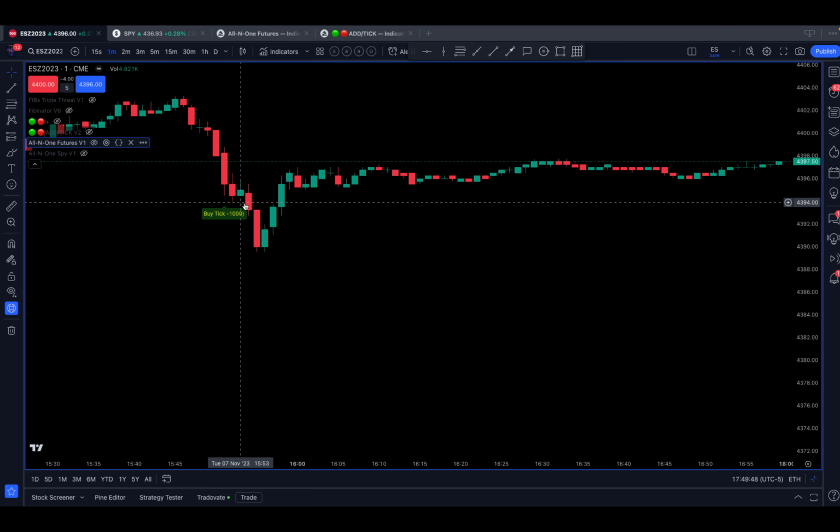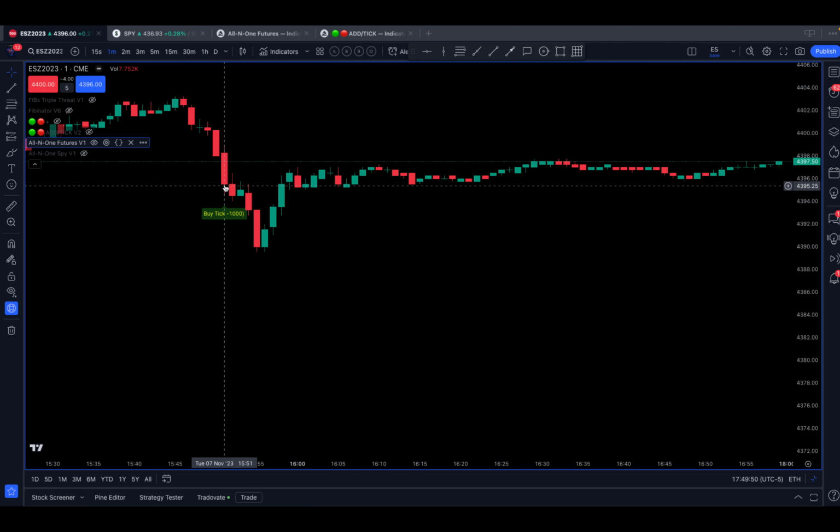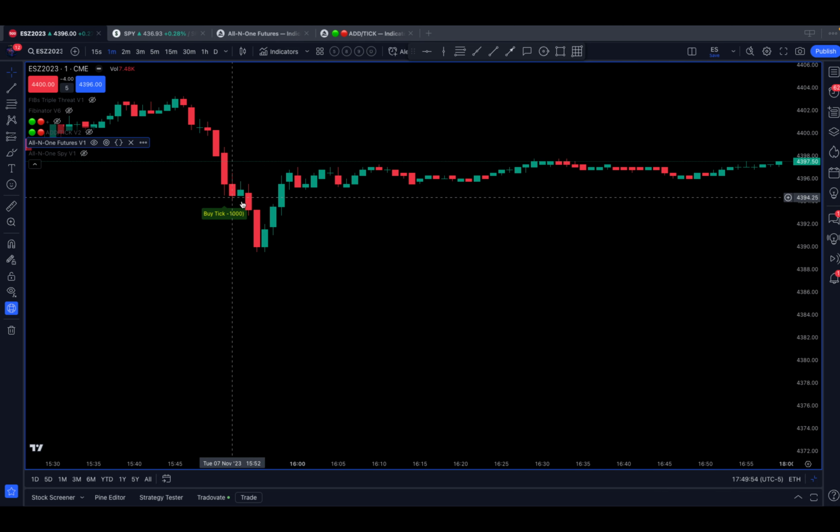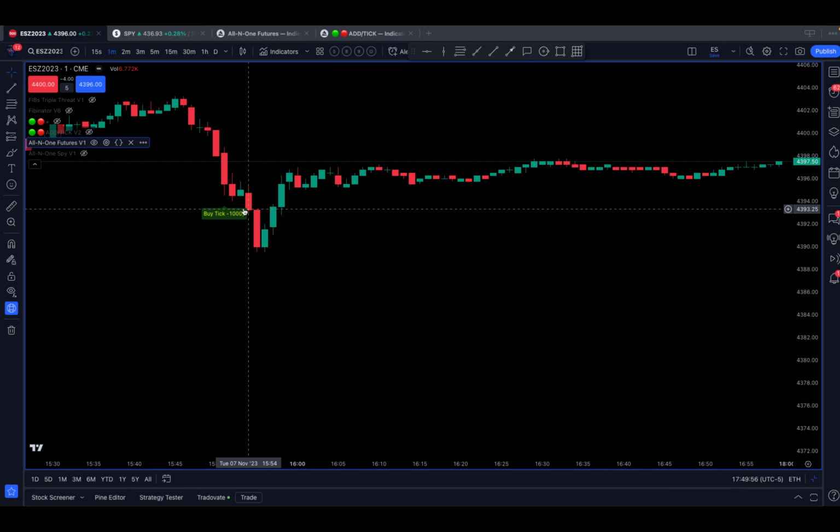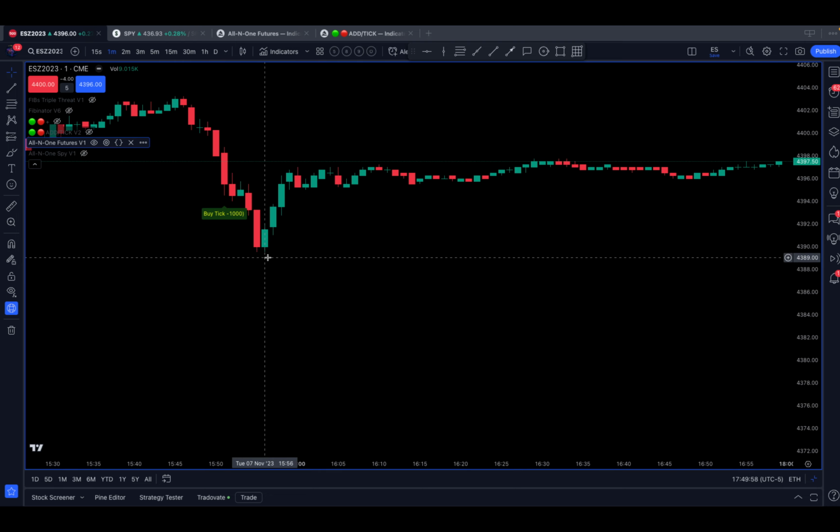But normally what happens is, it fires off, it does a really quick retracement, and then it comes back down. It'll keep going in a direction, especially if it fires off repeatedly, it'll come back down.